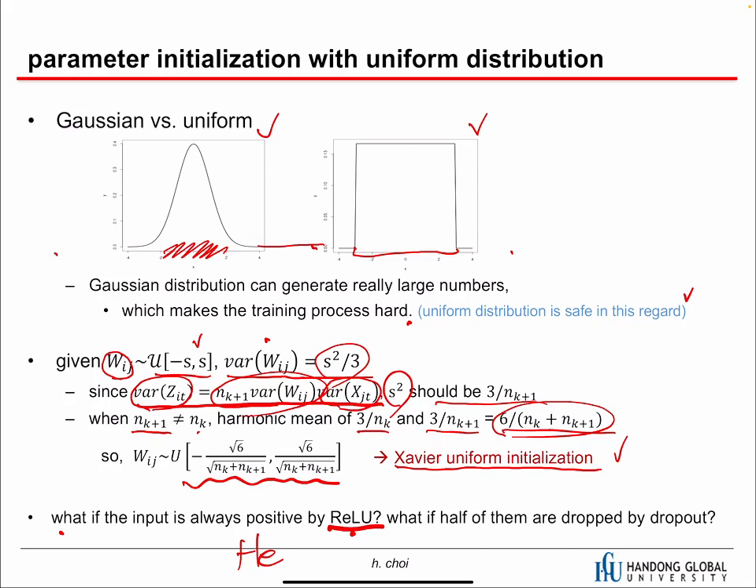Okay. Also, what if half of them are dropped by dropout? Then we can think of a modification of this initialization. Okay, so anyway, this is the basic Xavier uniform initialization.